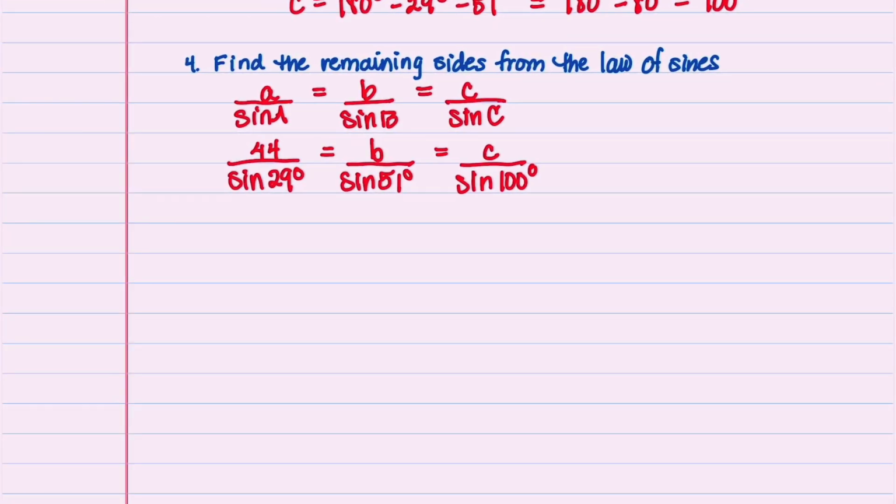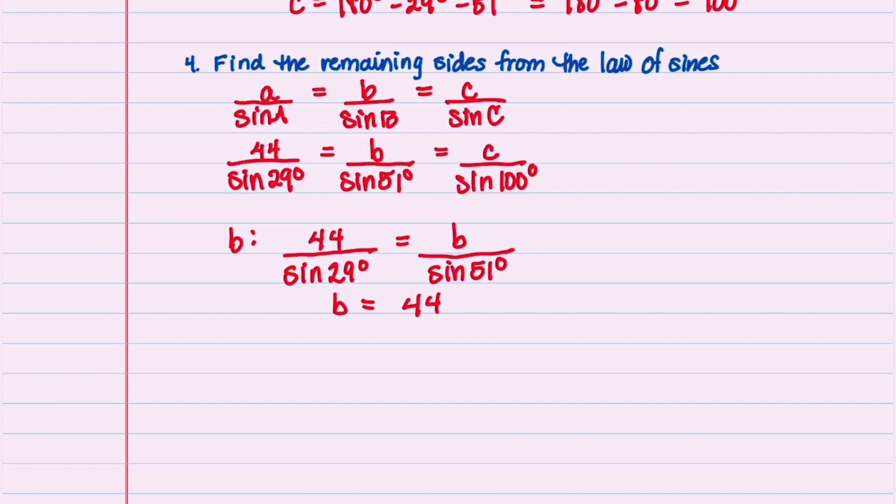Let's first solve for B. We have 44 divided by sine 29 degrees is equal to B divided by sine of 51 degrees. If we multiply both sides of the equation by sine 51 degrees, we get B is equal to 44 over sine 29 degrees times sine 51 degrees. When you throw that in your calculator, you end up with a value of B equal to 70.53.